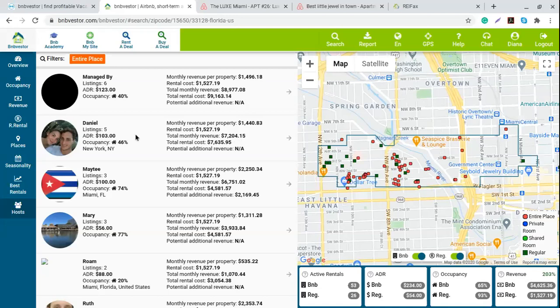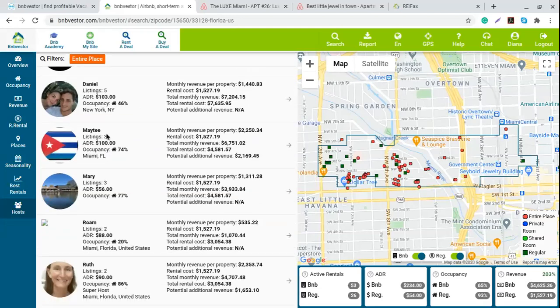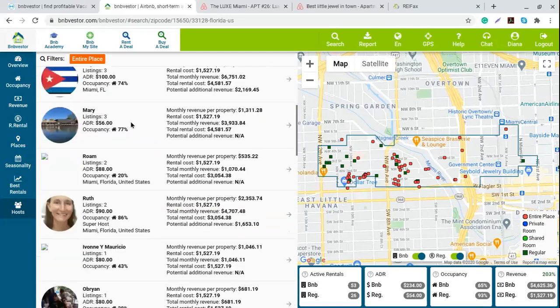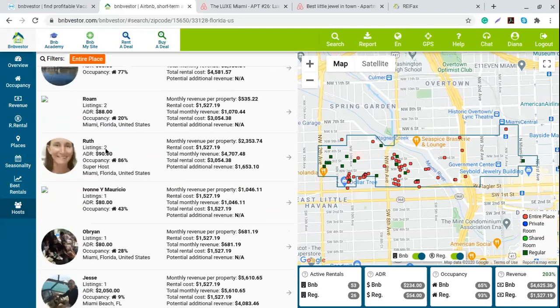Maybe he's been affected by regulations or COVID or anything like that, okay? But others like Maite, she's doing well. She's making money, okay? Mary is not making anything. That's why here it says not applied. Ruth, with 2 listings, is making some additional revenue there. So you can enter this type of business.